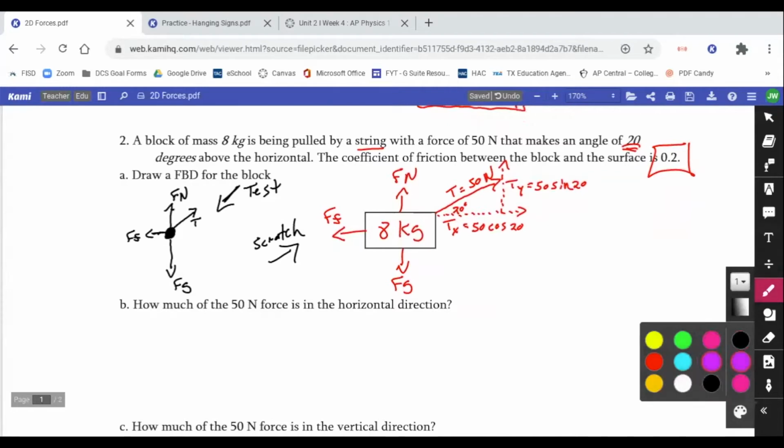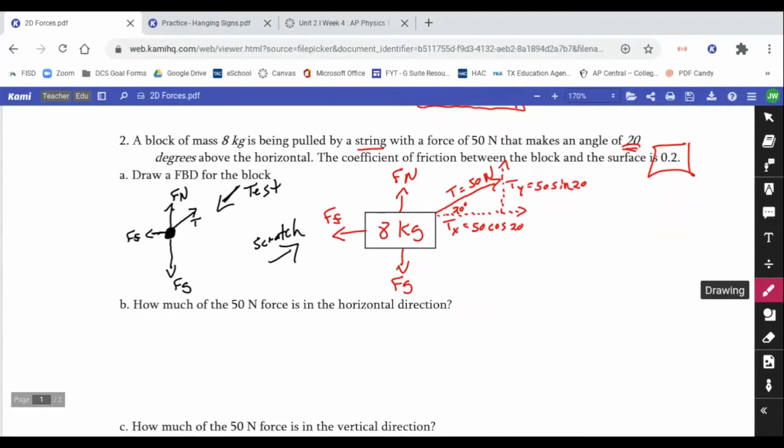Let's choose purple because purple's fun. How much of the 50 Newton force is in the horizontal direction? Now, don't tell me the number, but tell me, where am I going to find this information? Identify that in my scratch work. 50 Newton force in the horizontal direction. What did I name that? I gave it a name. Tx. All right, so that's Tx. And what's Tx equal to? How do I calculate it? 50 cosine 20.